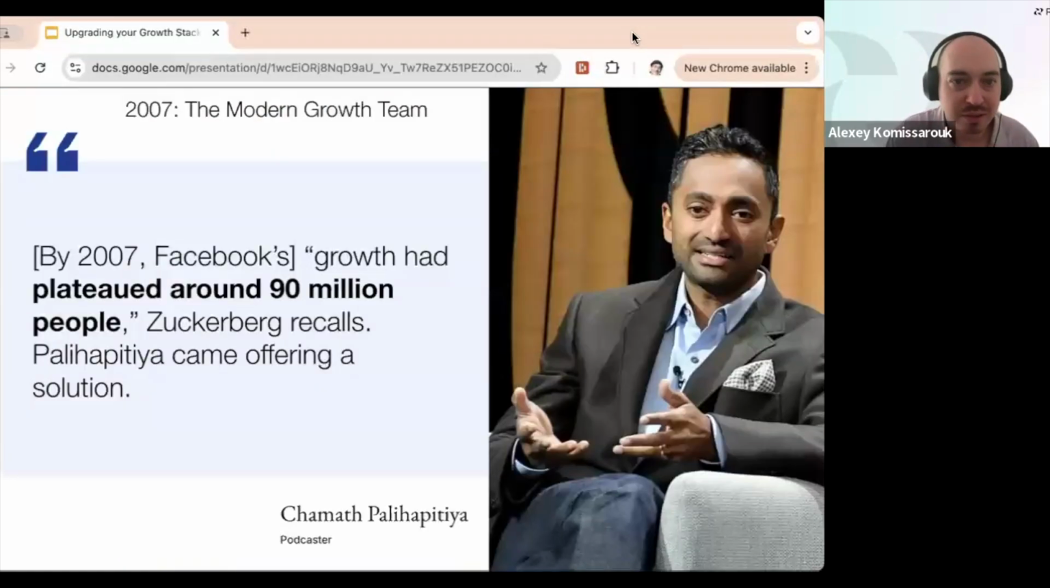Compare that to 2007, where the first modern growth team was started at Facebook by Chamath Palihapitiya. At the time, growth had stalled, and they said, what if we staff a team not on a particular feature or concept, but specifically on the metric? And Chamath led that initiative, and say what you will about Meta, but it worked out pretty well for them. So that is where growth came from. It is a much more quantitative approach.